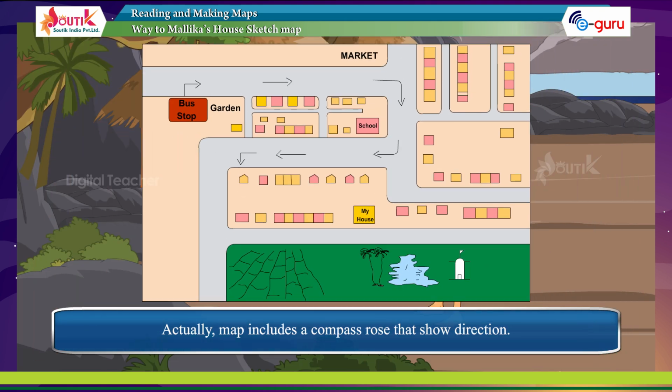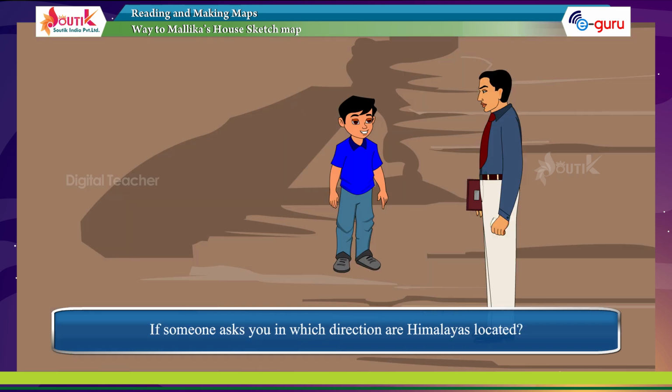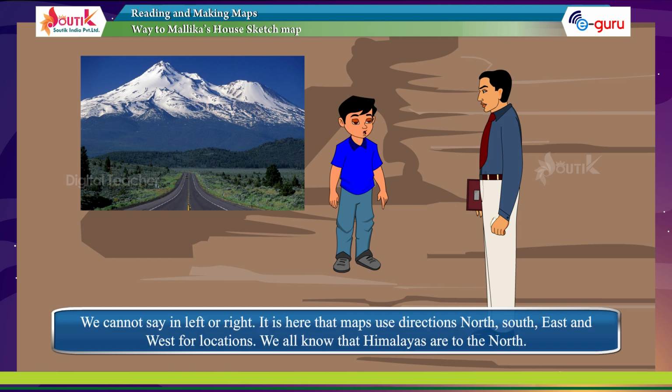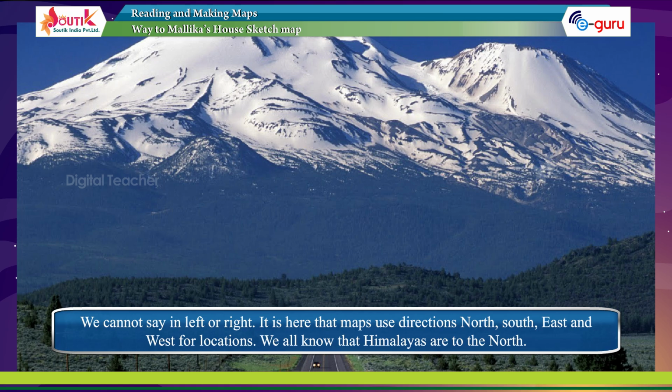Actually, a map includes a compass rose that shows direction. If someone asks you, in which direction are the Himalayas located? We cannot say left or right. It is here that maps use directions north, south, east and west for locations. We all know that the Himalayas are to the north.